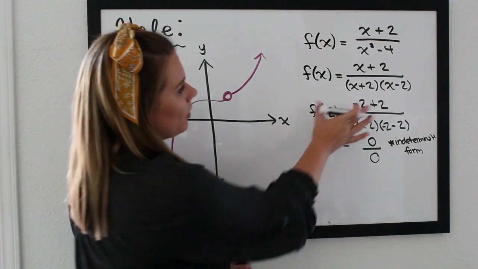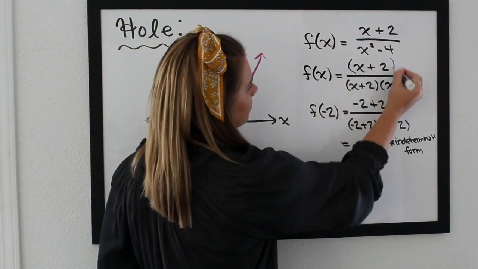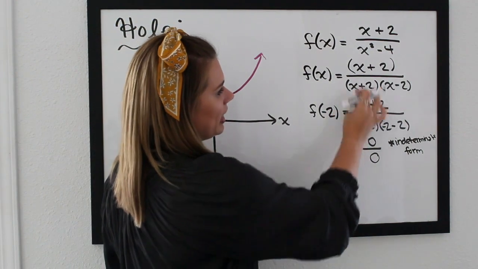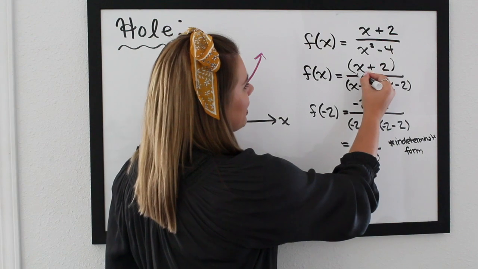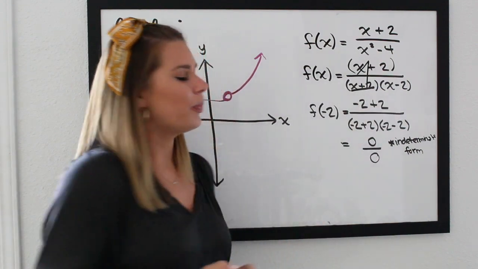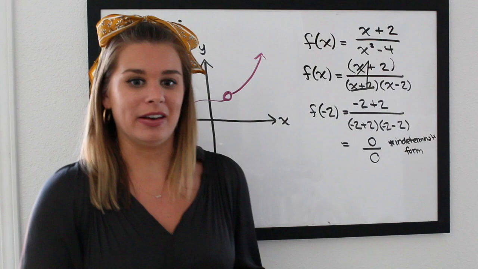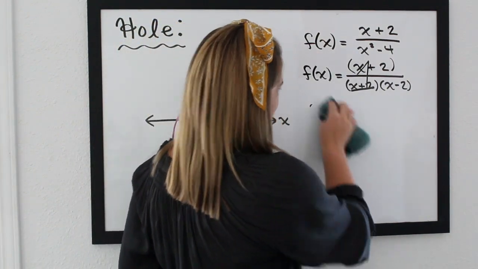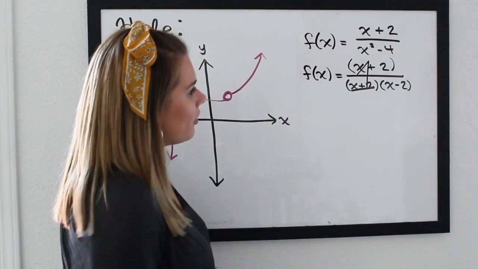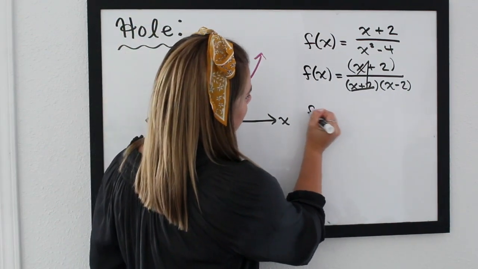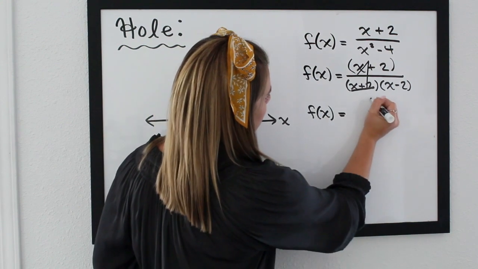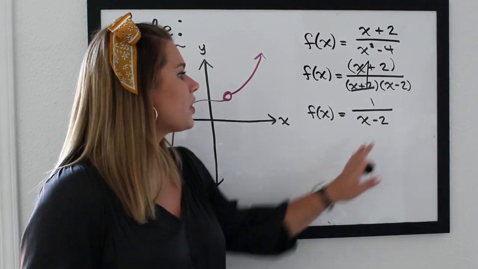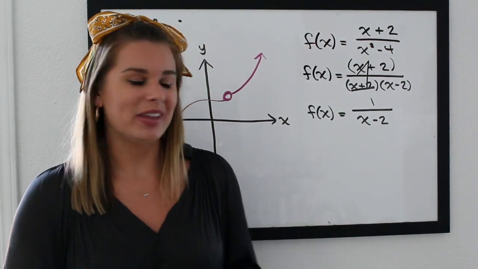However, if you look up here, I have x plus 2 as a factor in my numerator and in my denominator. So actually, these would divide into 1. I'm going to back up a little bit. If I simplified this, I'd end up with f of x equals 1 over (x minus 2).